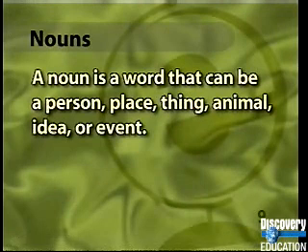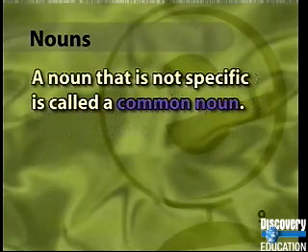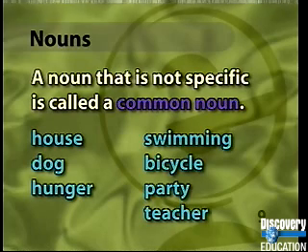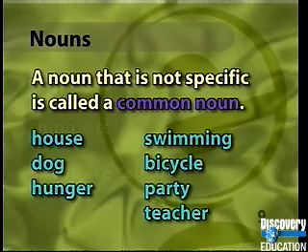After we had discussed the sounds and accents of Spanish, we started to look at nouns in Spanish. Now remember that a noun is a word that can be a person, place, thing, animal, idea, or event. A noun that is not specific is called a common noun. Examples would be words such as house, dog, hunger, swimming, bicycle, party, or teacher.